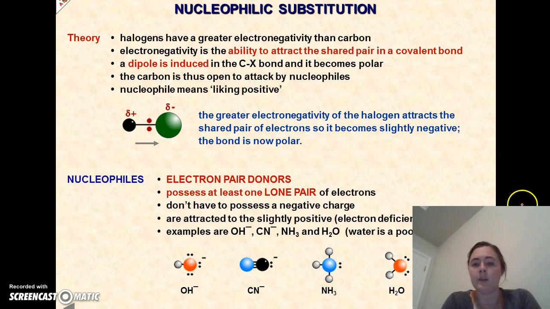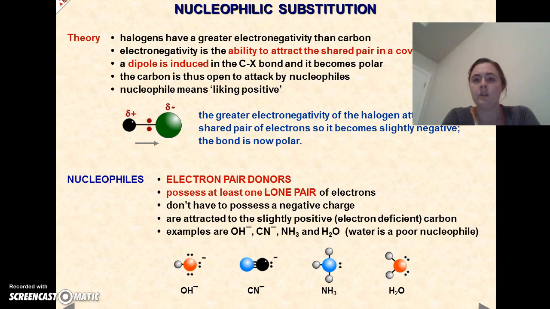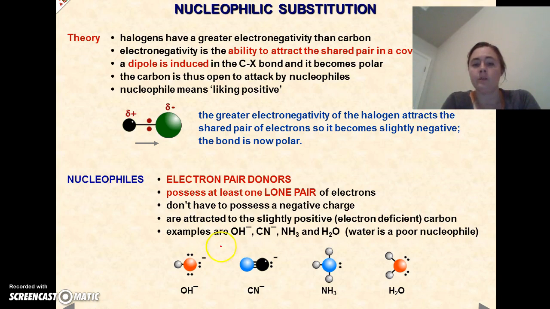Here are some examples of some of our nucleophiles, and these are some of the ones that are pretty common. Notice that these are nucleophiles because they have electron pairs, right? They're going to be an electron pair donor, and those electrons are going to try and find a nucleus to bond with. Okay?